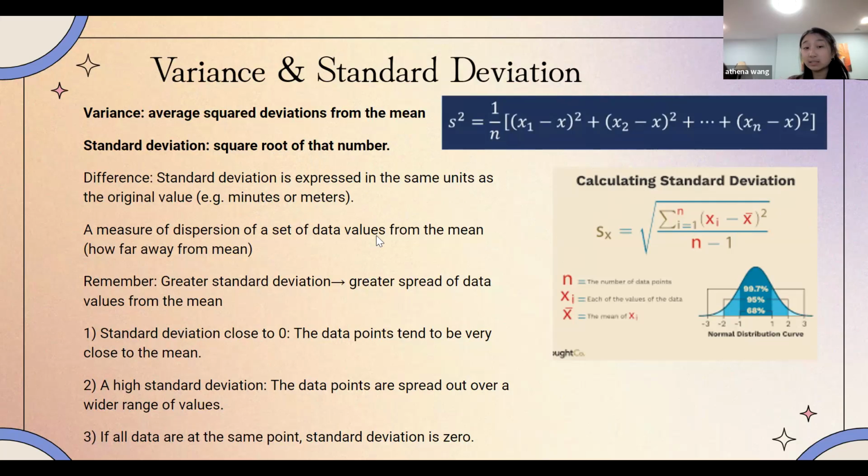And then it is basically a measure of the spread of the data. If they are closer to the mean, that means the spread is very low. And if the number is high, then there is a greater spread of the data, which means they are spread out over a wider range of values. And if they are all the same point, the standard deviation is 0.